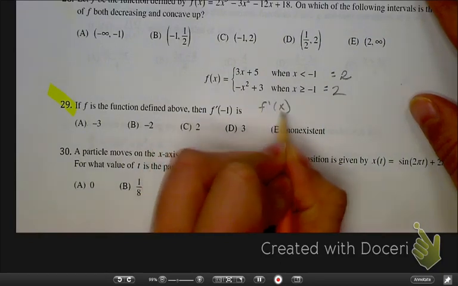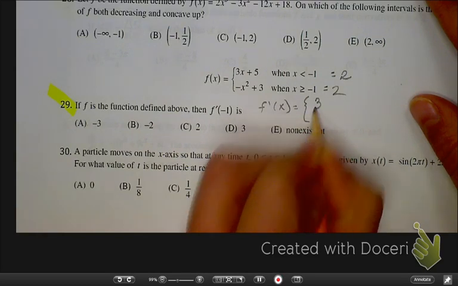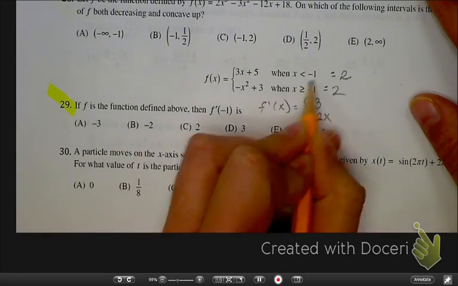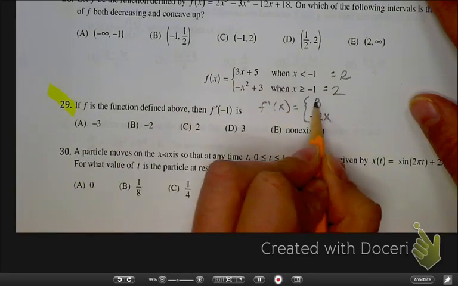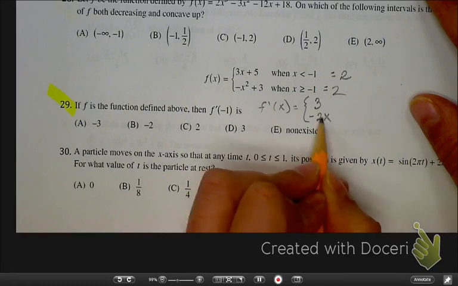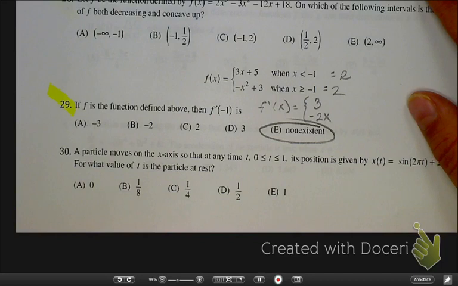f prime of x would be, for that first top function, 3. For the bottom function, it would be negative 2x. If I plug in negative 1 to both of these, plugging in negative 1 to the top gives me 3. Plugging negative 1 into the bottom gives me negative 2. Well, since the derivatives are not equal to each other, we would say the derivative does not exist. Therefore, it's non-existent.